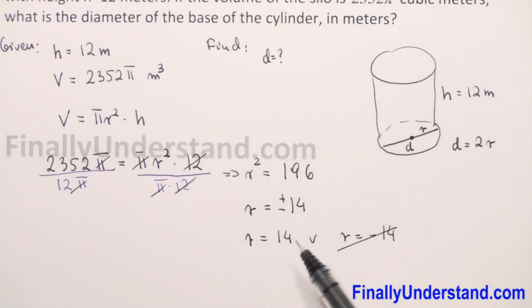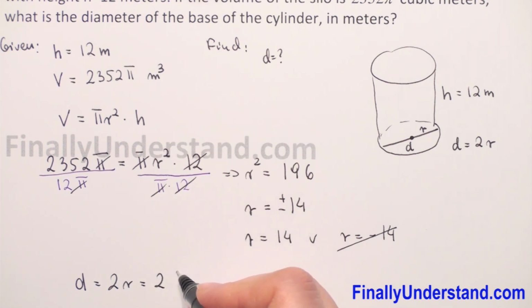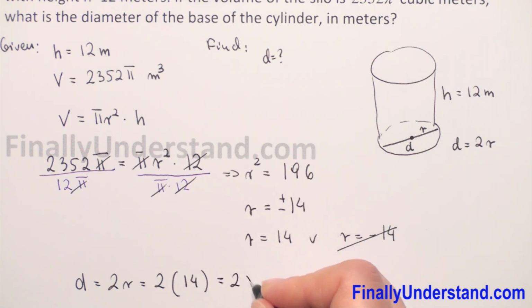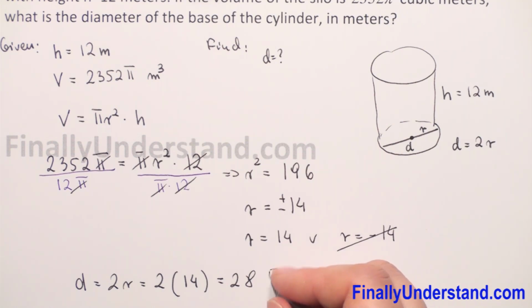So now we have R. We need to find the diameter, and we know that the diameter is 2R. So we will copy 2 and substitute R by 14. So this is equal to 2 times 14, which is 28. And of course we have to add the units. This is meters. So this is my solution.